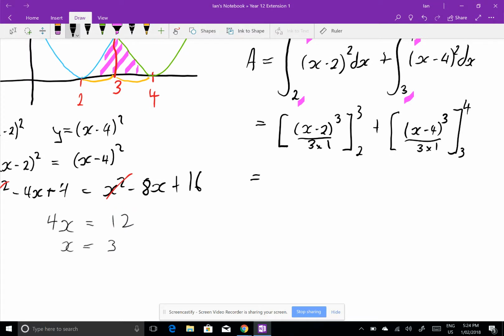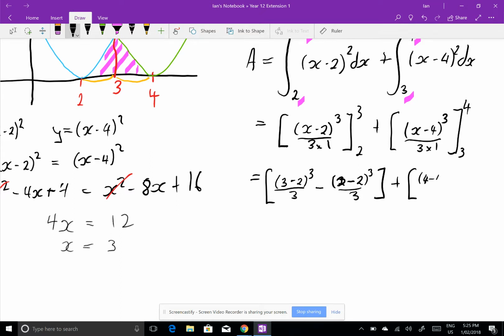Now we just put in our numbers. So we get here 3 minus 2 cubed over 3, minus 2 cubed over 3. That's that first area.